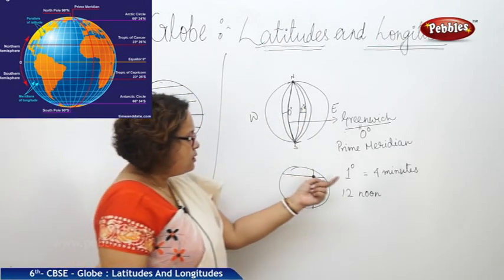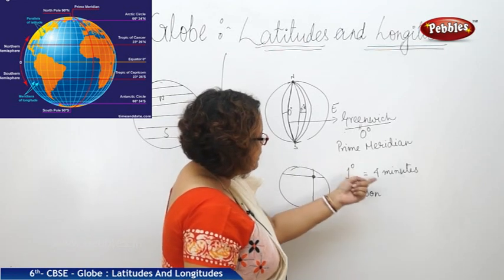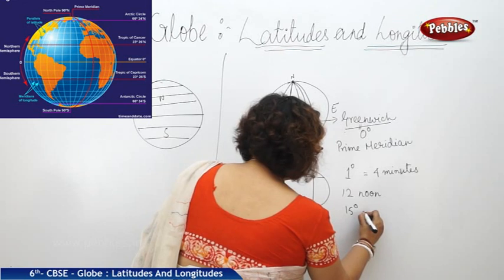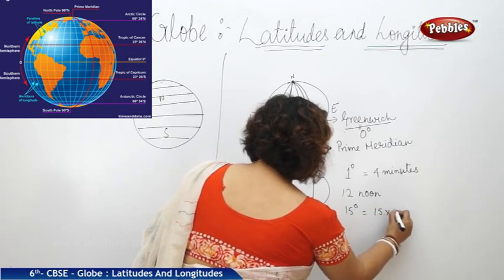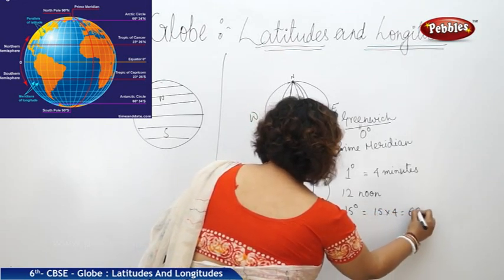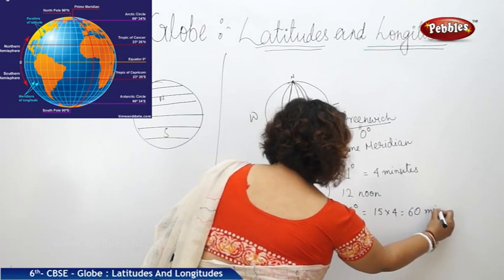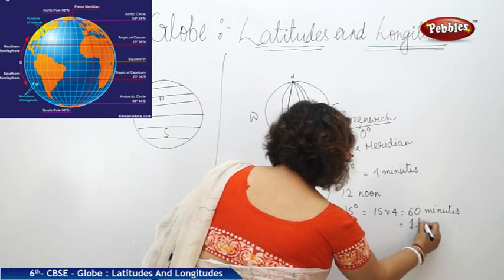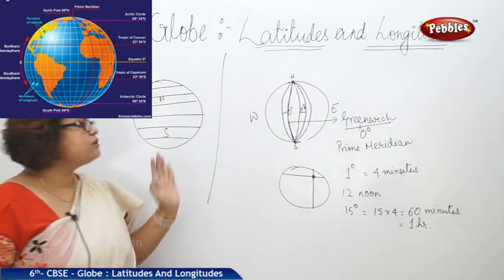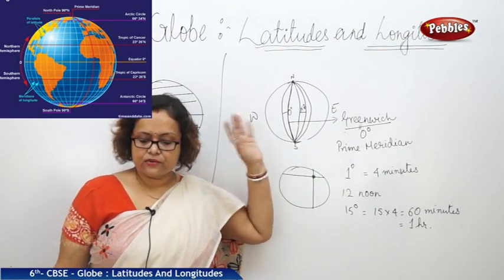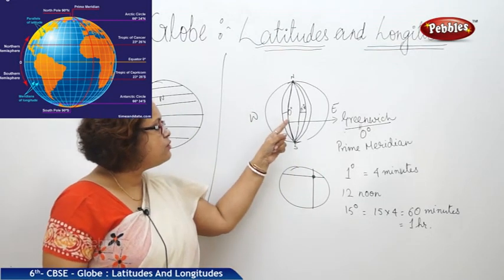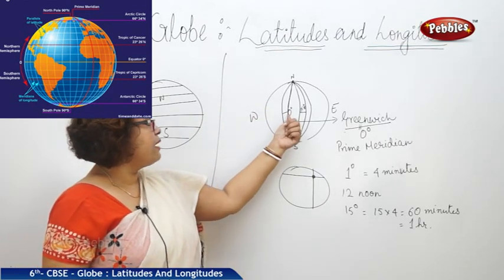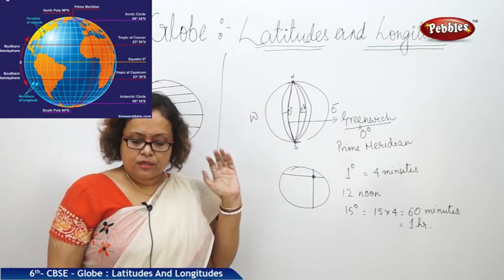So what we learned? The time difference is 4 minutes for 1 degree. So what will be the time difference for 15 degrees? It will be 15 into 4 equals 60 minutes. 60 minutes equals 1 hour. And as I am moving to the east, the east is getting sunrise first. So my friend will be 1 hour ahead of my time if I am sitting in Greenwich.